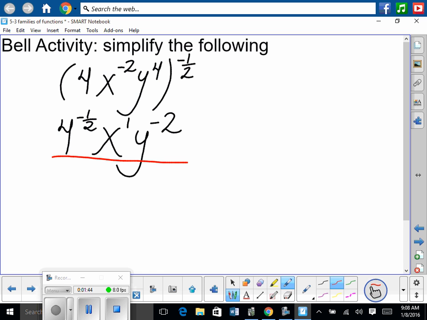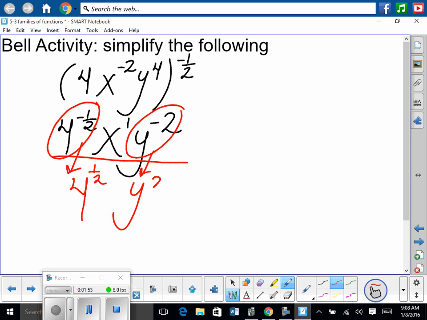All right, so then we know if we have a negative exponent, we have to flip it over a fraction. So I'm going to draw my line. This needs to be flipped down here. So it's going to be 4 to the +1/2. This needs to be flipped over a fraction. It's going to be y to the +2.